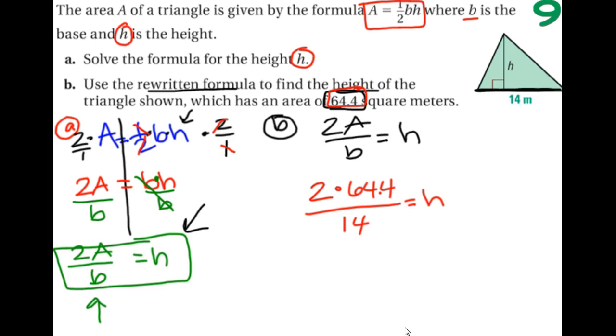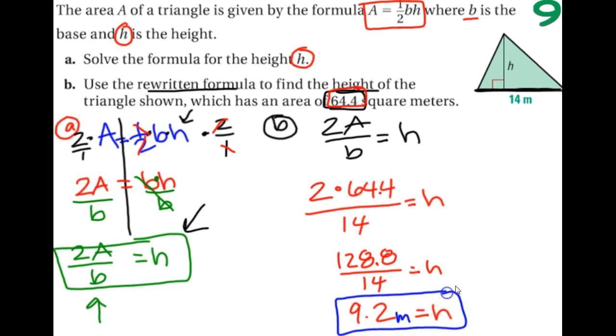So first, if I just plug in my calculator, 64.4 times 2, I get 128.8, but I need to divide it by 14. I get a nice 9.2. We were talking about meters, so you could put an m on there for meters. That is that height right there.